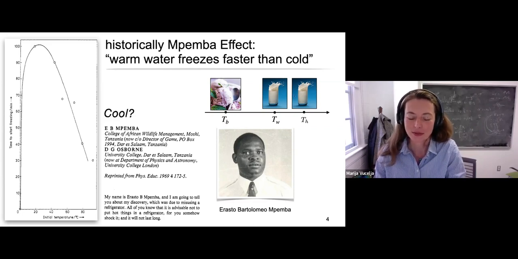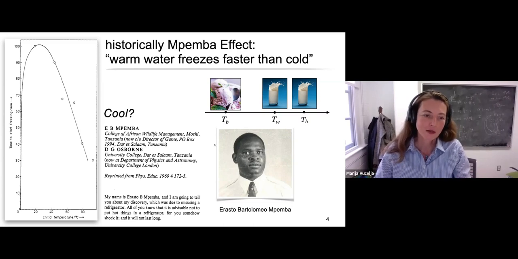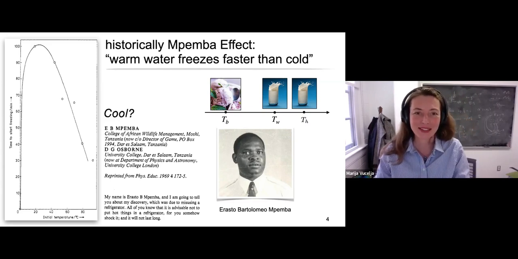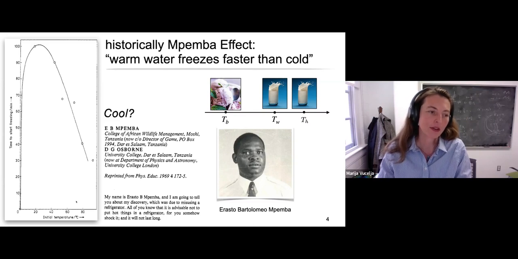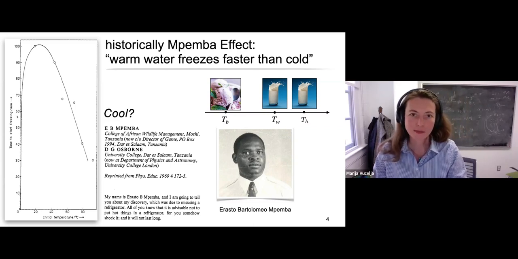So he put, the story goes, in an ice cube tray milk, a little bit of sugar, and then put it in a freezer. And observed that the warm milk seemed to freeze faster. So then later on, since this is not a well-defined experiment, later on with Doug Osborne, they measured with water, and they measured starting from different initial temperatures with their protocol, a quantity which they called time to start freezing.